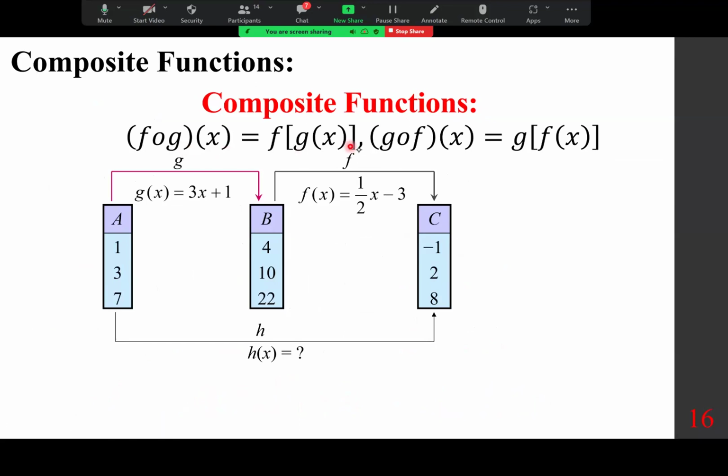Composite functions, f of g of x is f of g of x, g of f of x is g of f of x. And by the way, in general, they are not the same. So here's a set represented with numbers 1, 3, 7. Here's the function g of x that takes it to the next one. g of x is 3x plus 1. And this one, the f function, takes it to the next one, which has the equation half of x minus 3. If we were to move from here to here directly, what function do we need?